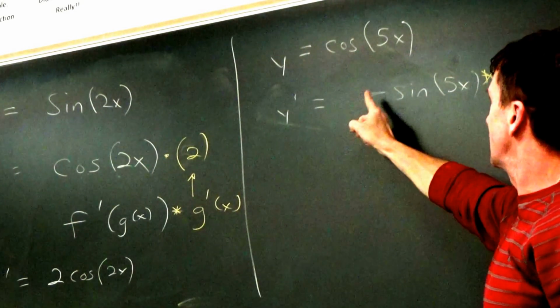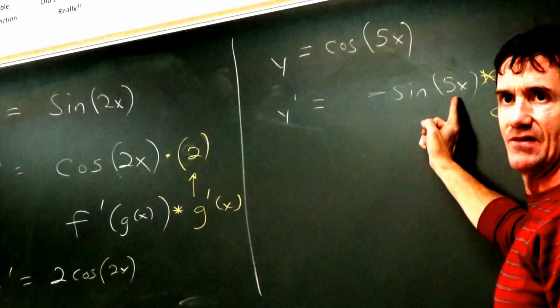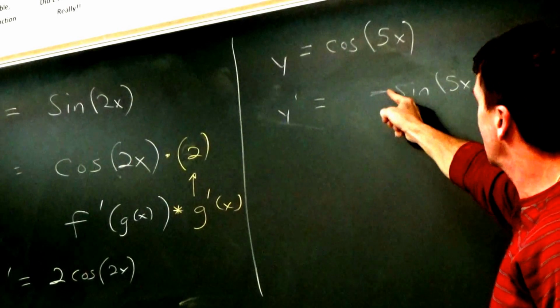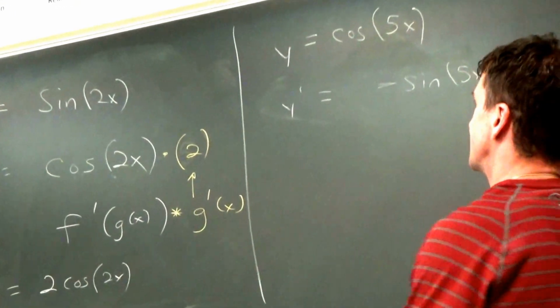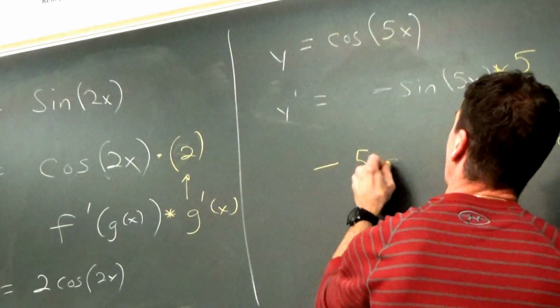Think about this though. That's a -1 times sine of 5x times a 5. Let me repeat that. That's a -1 times sine of 5x times 5. So the best way to write it is -5 times sine of 5x.